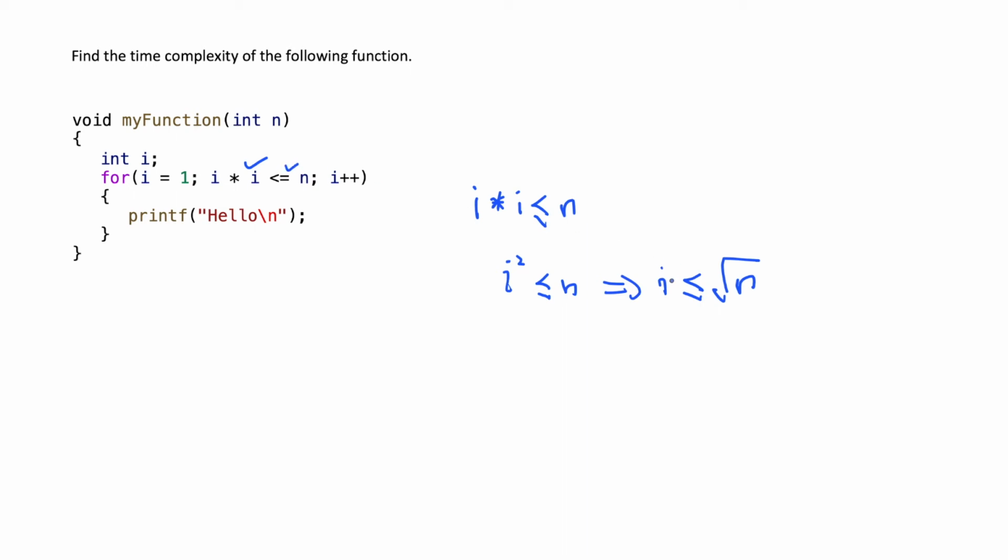Whenever the value of i goes just beyond square root of n, then square root of n plus something into square root of n plus something will never be less than or equal to n. So this condition will be false, and the loop will be terminated. So this statement will be executed square root of n times. We can write the time complexity of this particular function as big O of square root of n, or n raised to 1 by 2. So this is the time complexity of this function.